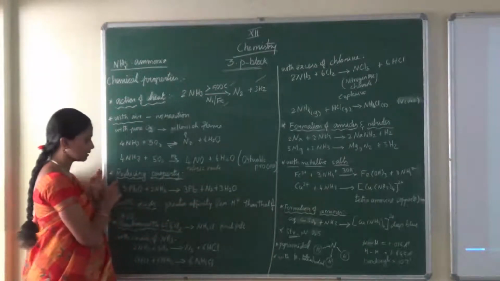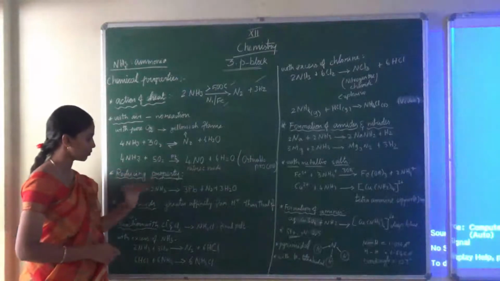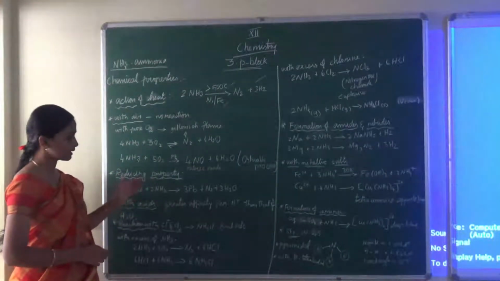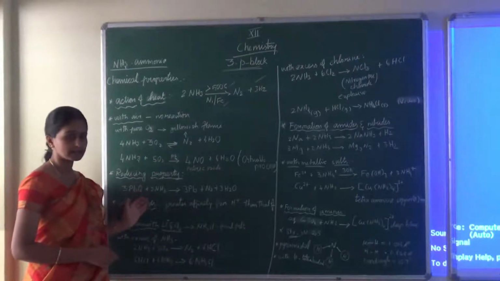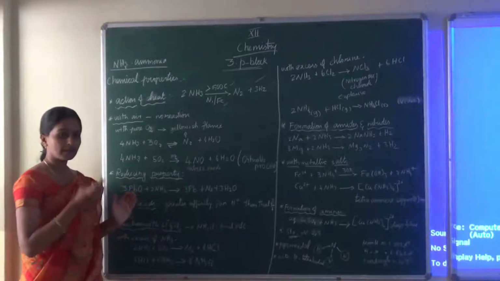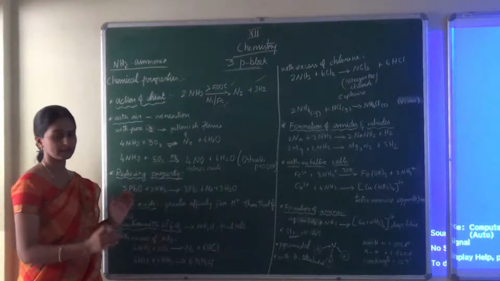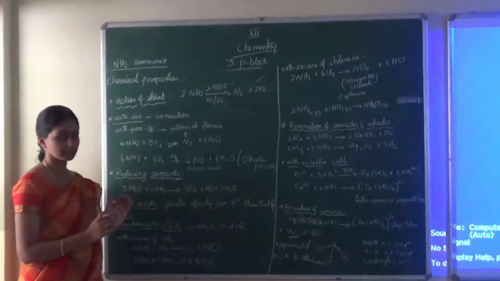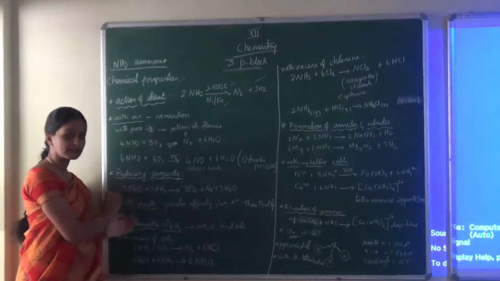The next property of this ammonia is the reducing property. That means it can act as a reducing agent. So, reducing or reduction. What is reduction? Removal of oxygen, gain of electron, addition of hydrogen. These are all called reduction processes. Here, this ammonia is acting as a reducing agent.